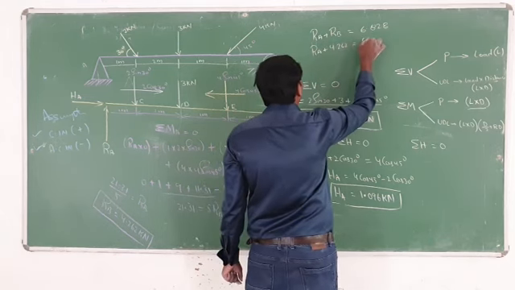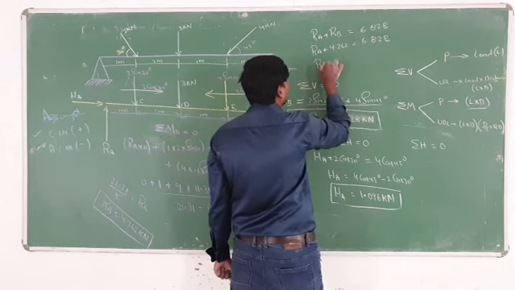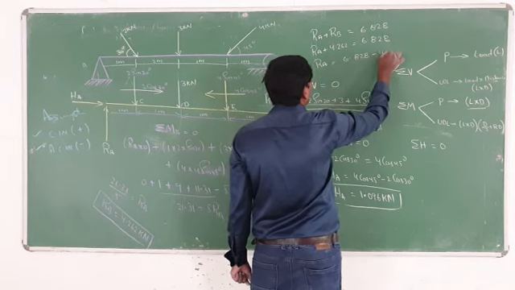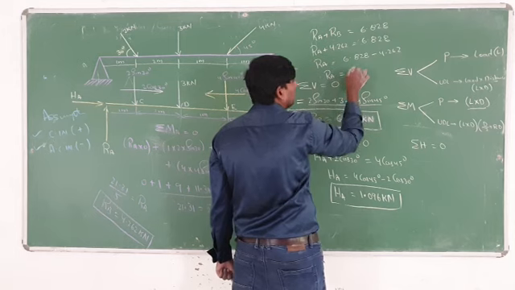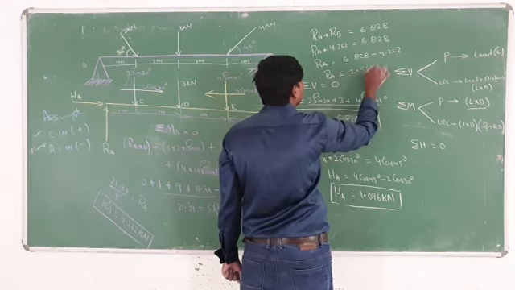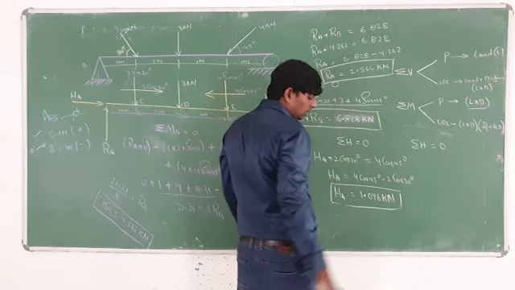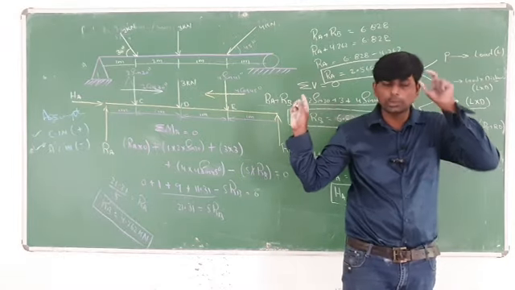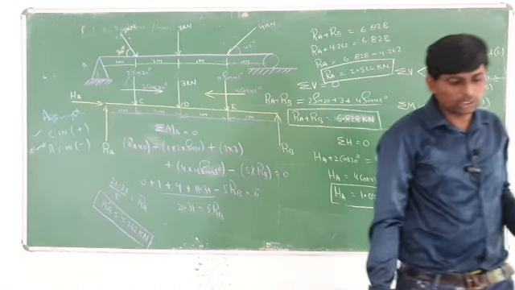4.262 is equal to 6.828. That is, RA is equal to 6.828 minus 4.262. So here you will get the value of RA, 2.566. Unit is kilonewton. Like this you have to find the value of RA and RB. RA and RB are known as reactions as well as supports. Okay now?